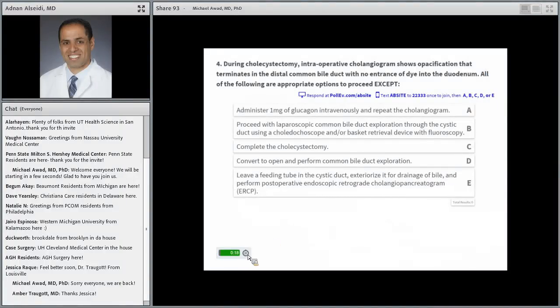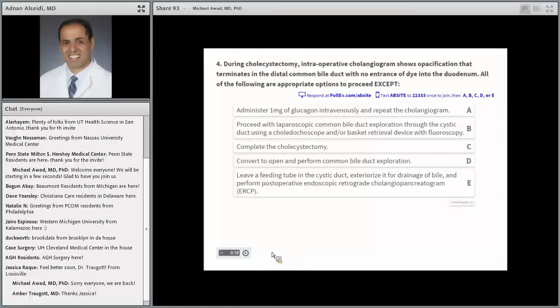The next question is, during cholecystectomy, an intraoperative cholangiogram shows opacification that terminates in the distal common bile duct with no entrance of dye into the duodenum. All of the following are appropriate options to proceed, except A, administer 1 milligram of glucagon intravenously and repeat cholangiogram. B, proceed with laparoscopic common bile duct exploration through the cystic duct using a choledocoscope and/or a basket retrieval device with fluoroscopy.